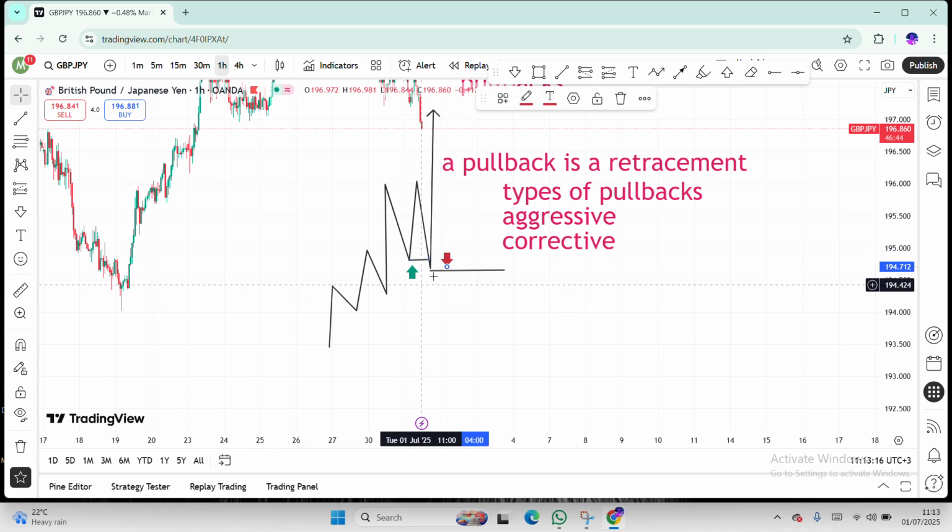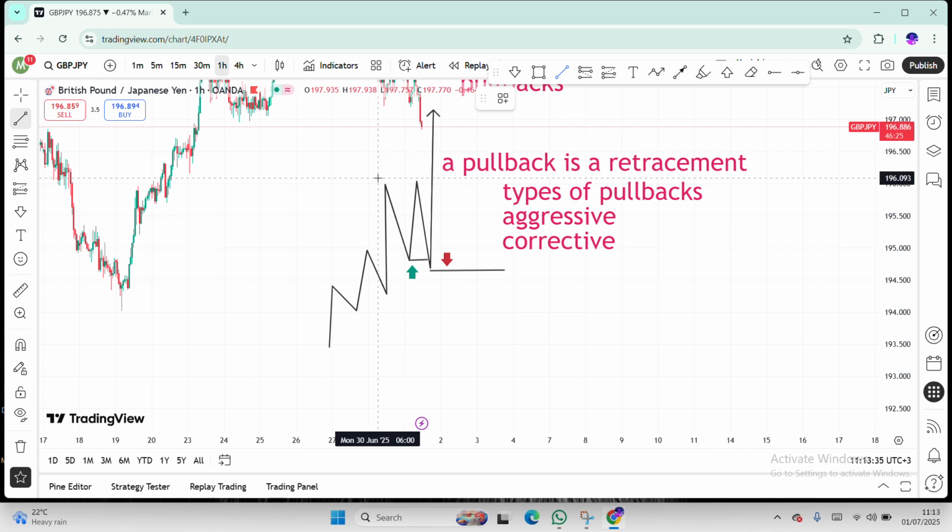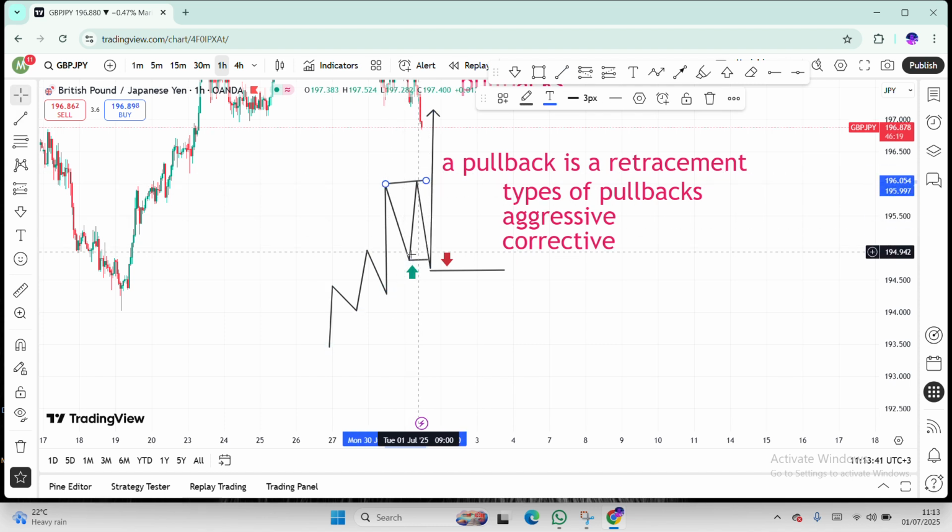So for the green one, this was your entry. I'm giving an example. This was your entry that you have entered here for a buy. Then the market broke structure here. Hence, no, it didn't break. Yeah, it made here a double top. These are the double tops. So the market made a double top, hence giving a break of structure here.